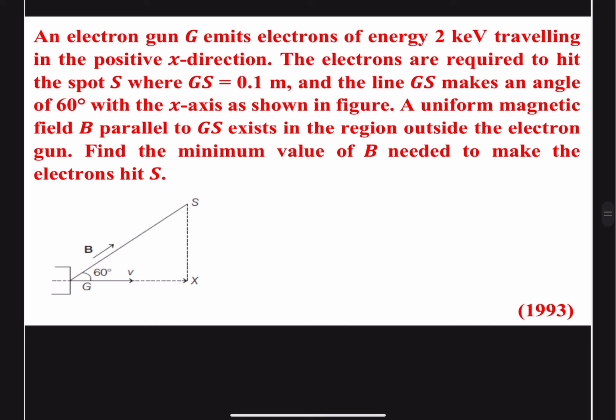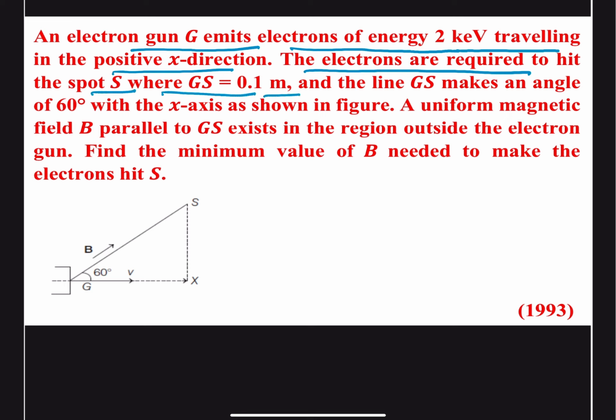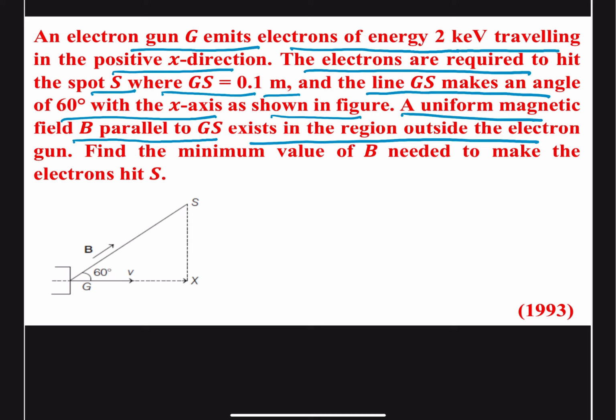And here it is asked that an electron gun G emits electrons of energy 2 keV traveling in the positive x direction. The electrons are required to hit a spot S where GS is equal to 0.1 meter, and the line GS makes an angle 60 with the x-axis as shown in the figure. A uniform magnetic field B parallel to GS exists in the region outside the electron gun. Find the minimum value of B needed to make the electron hit S.